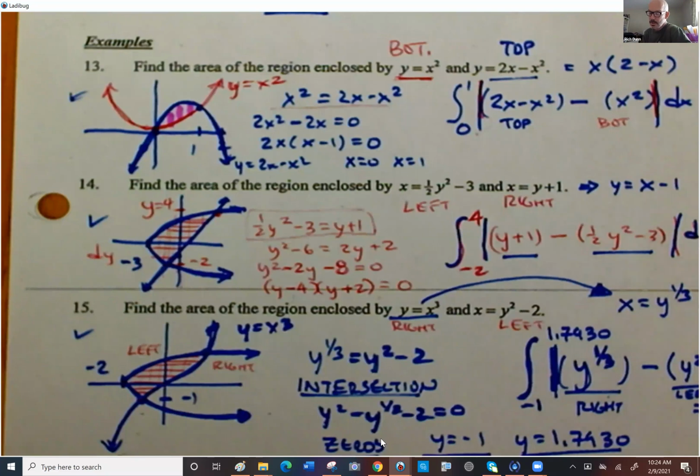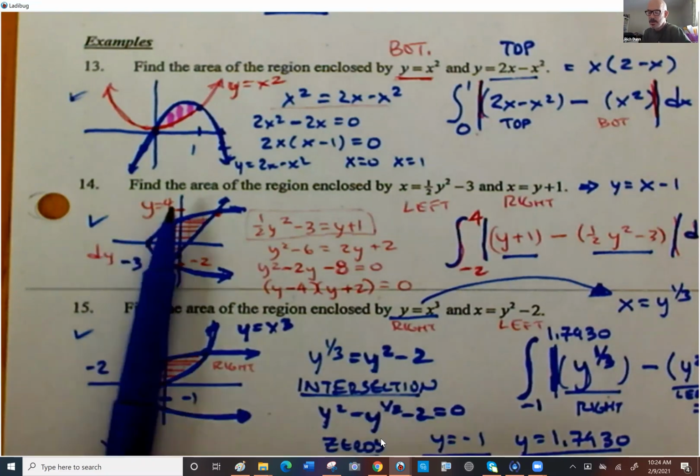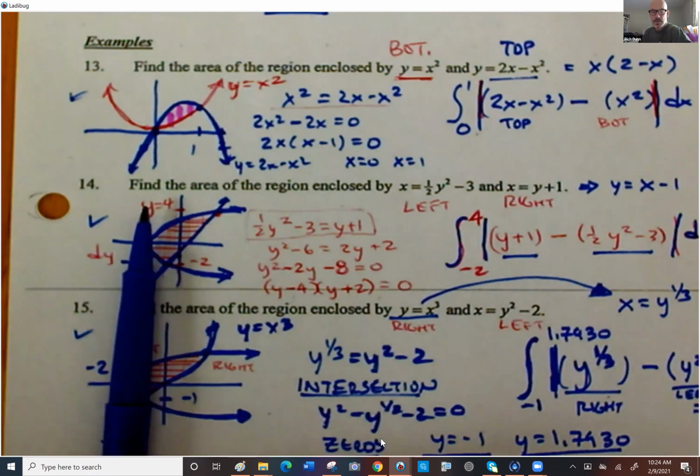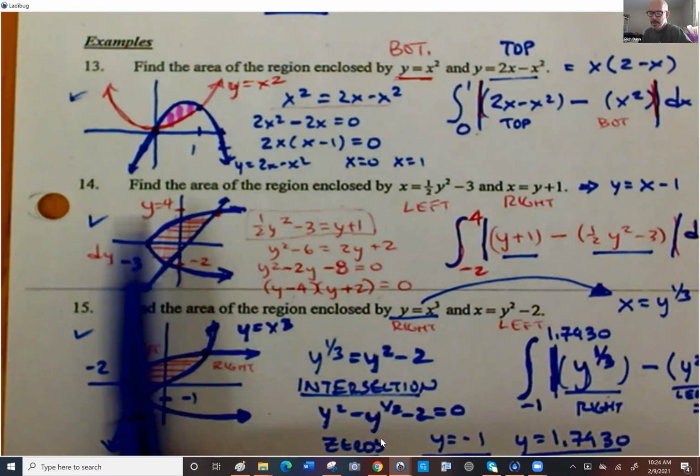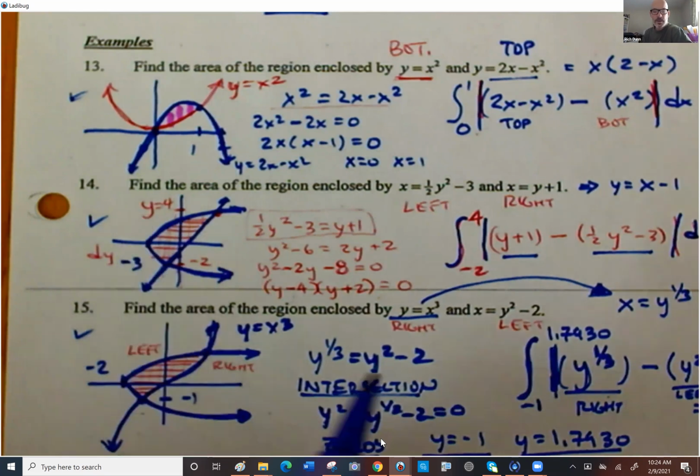Also, make sure you read it carefully, because some of them, sometimes they say, well, just the area in the first quadrant or the area in the second quadrant. So read the question carefully, make sure you understand when the y-axis is a bound or the x-axis is a bound, and there you go.